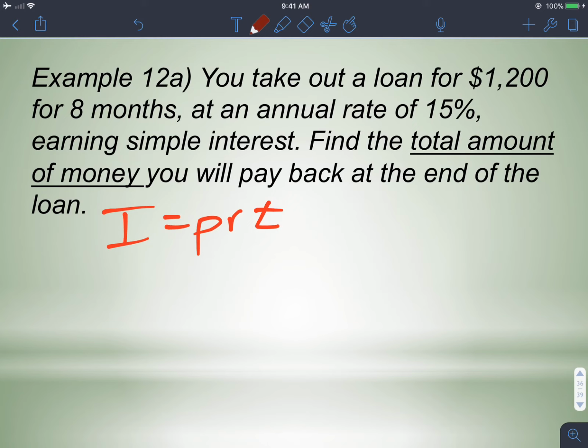So, 1,200 at the top, and the next fraction at the bottom. No proportion here. Just that formula. Okay, so you want to write out P, R, and T. P. Plug it into the formula.